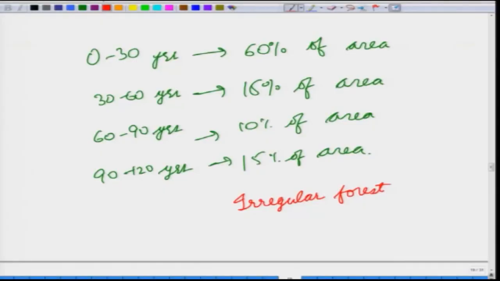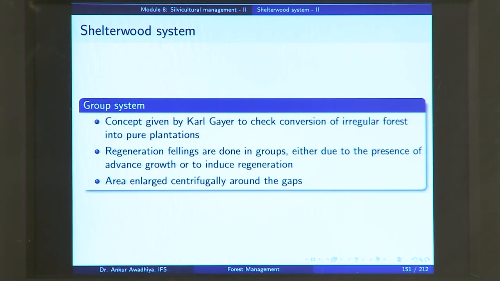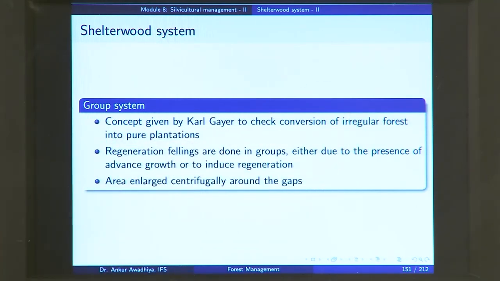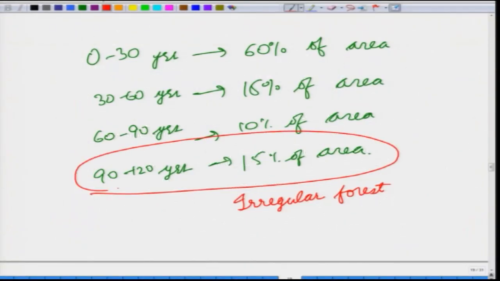So, that was the question that Carl Gayer was addressing. So, he devised the group system for the conversion of irregular forests, rather than into pure plantations. In this case, at the end of all the operations, you will still have the irregular forest. So, in the beginning, suppose 15% of the area was occupied by trees of 90 to 120 years of age. At the end of all your operations, you will still have 15% of the area occupied by these trees with the age of 90 to 120 years.